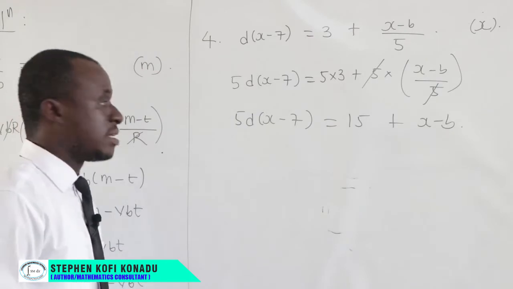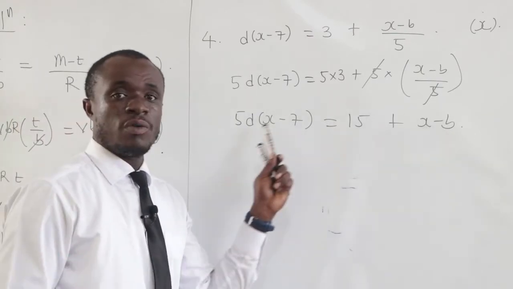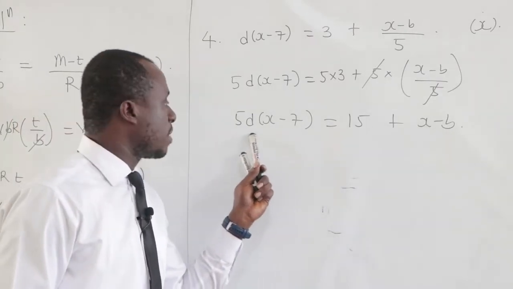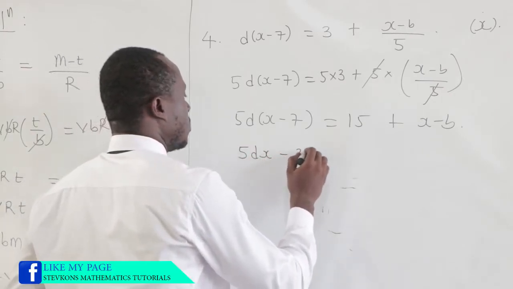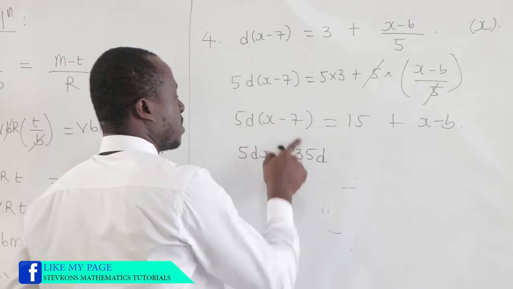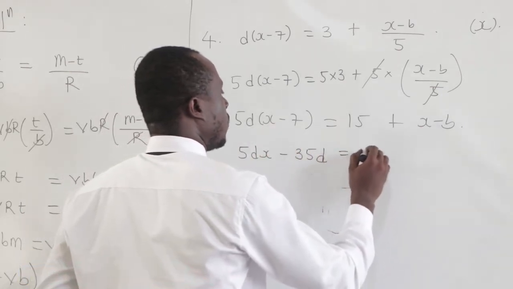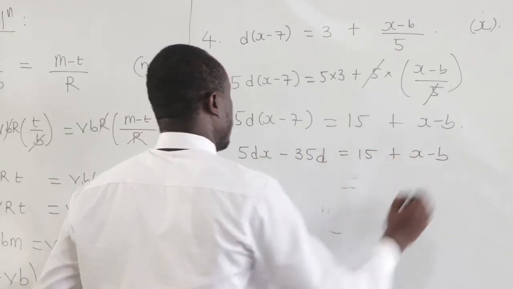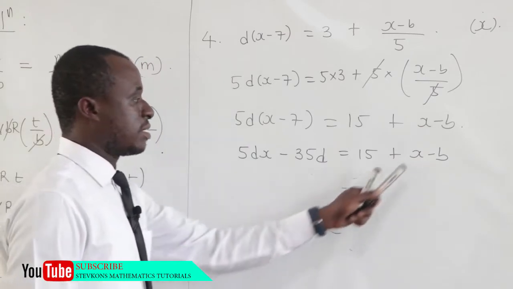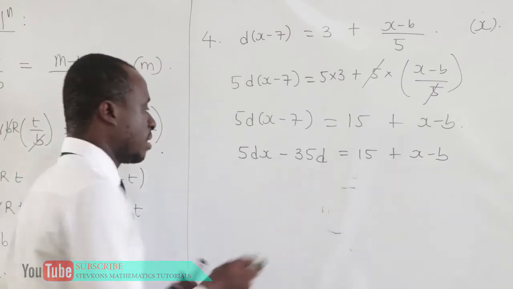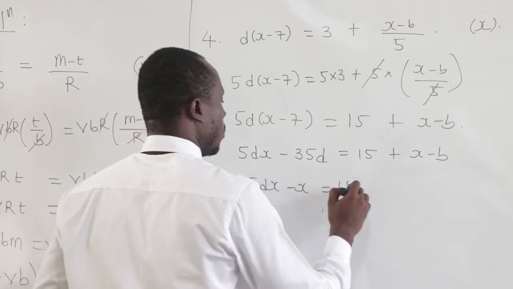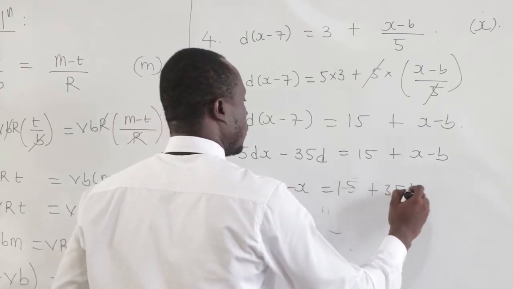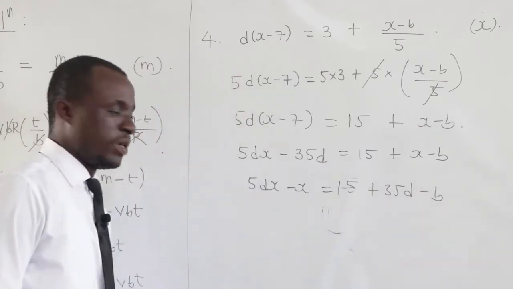We want to make x the subject. There's x here, there's also x here. We have to use the distributive property to expand this. So we have 5dx minus 35d, 5d times 7, 35d, equal to 15 plus x minus b. We want to make x the subject. There's x here, there's also x here. We have to group like terms. 5dx minus x equal to 15 plus 35d minus b.